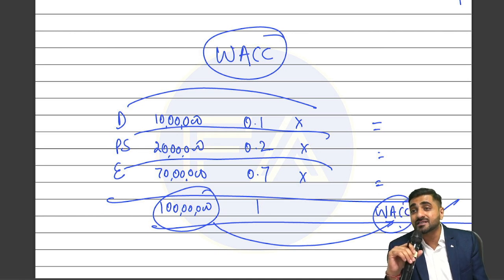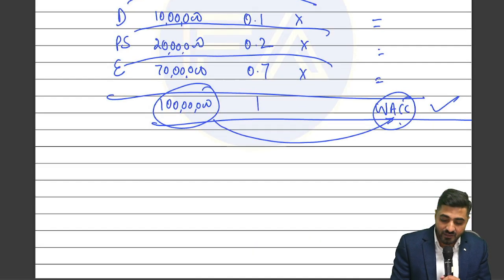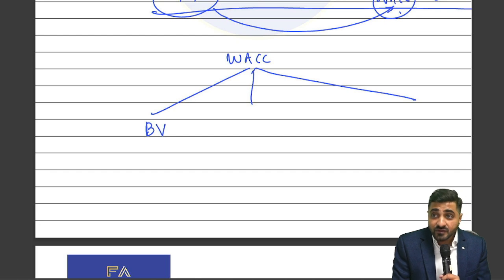Now, my dear student, there are three types of weights. Something which is called your book value weight, then market value weight, and then marginal value weight. You heard about this?